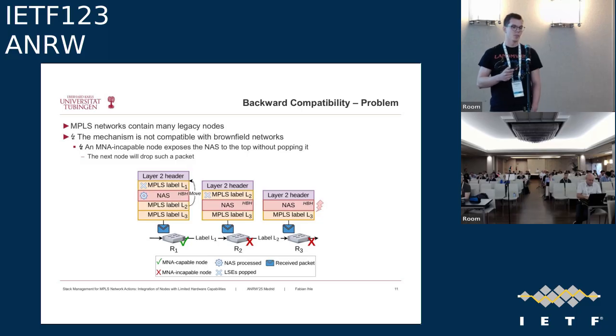In MPLS, we have many legacy nodes, and that's a problem with that mechanism because it's not compatible with brownfield networks. An MNA-incapable node is not aware of that move operation and therefore may expose the NAS to the top without even knowing it. And also it doesn't remove the NAS because it doesn't know the NAS. And therefore the next node will drop such a packet because the NAS is at the top of the stack, which is not allowed, and it's also unknown to the node.